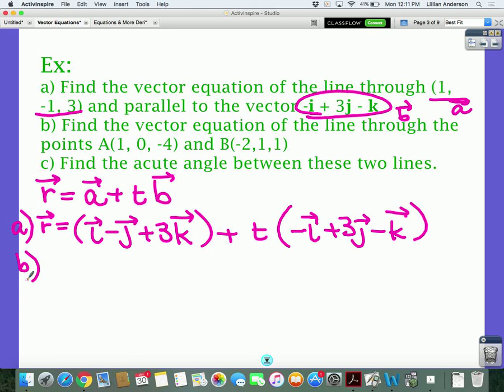Now, one of these points can represent your position vector. Okay? Either one. It really doesn't matter because both of these can be the starting point, going from A to B, or you go from B to A. Okay, so any one of these could be your position vector. But how do we find our direction vector?